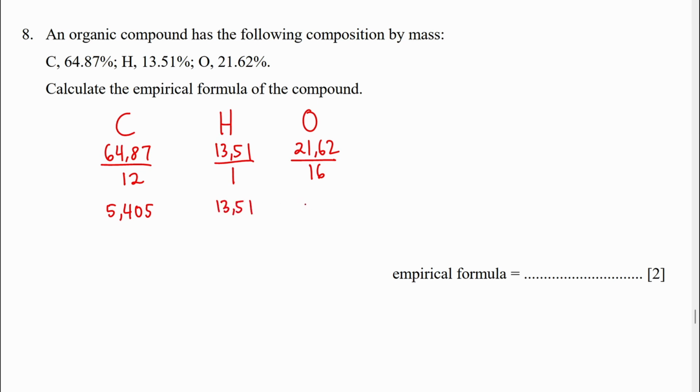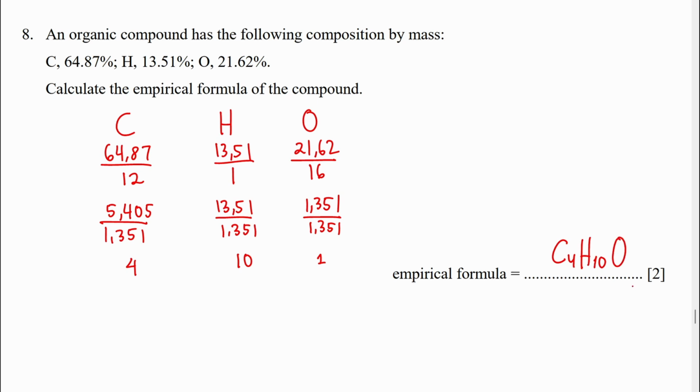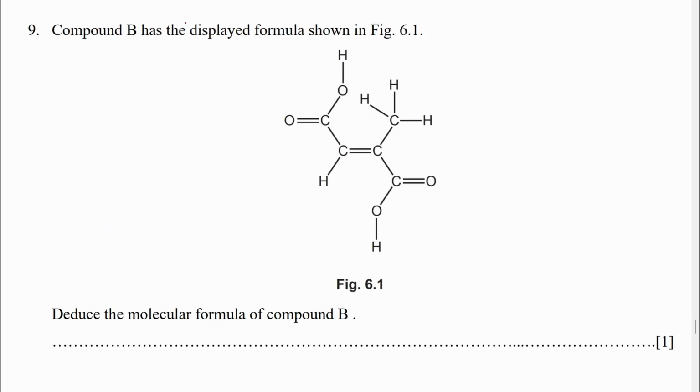21.62 divided by 16 is 1.351. And then all of them divide by the smallest value. Who is the smallest value of all of them? 1.351. Okay, so all of them divide by 1.351. So the result here, you will get 4, 10, 1. So that means C4H10O. So the empirical formula is C4H10O. Okay?